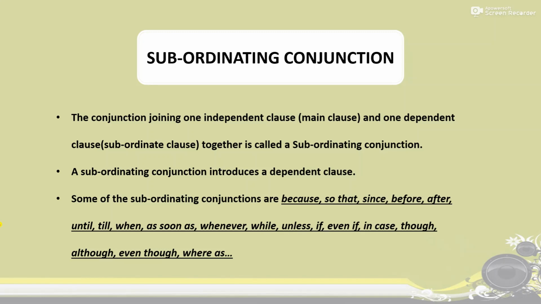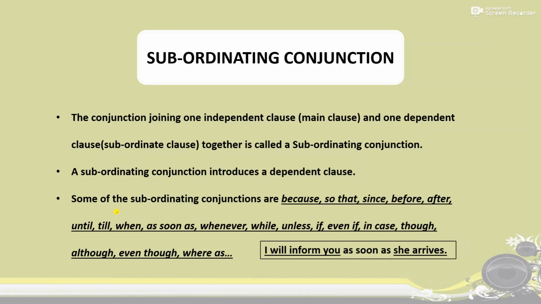So let us understand how the subordinating conjunctions work with the help of a sentence. The sentence is, I will inform you as soon as she arrives. Now here in this sentence, the first half, I will inform you, is an independent clause. It means I will inform you. When we read this sentence, it gives a complete meaning, and therefore this is the independent clause or the main clause of the sentence. Coming to the second half.